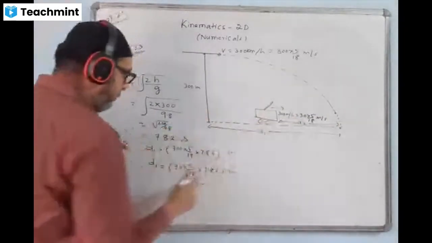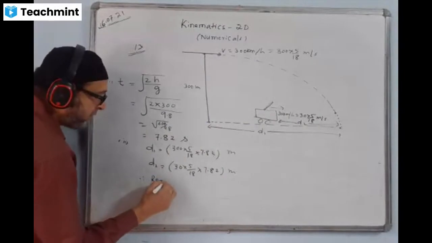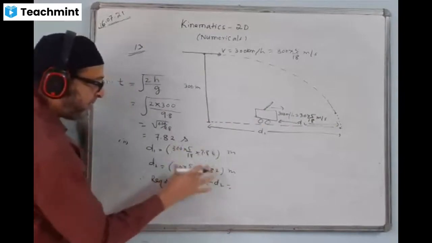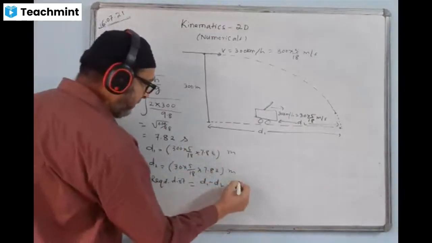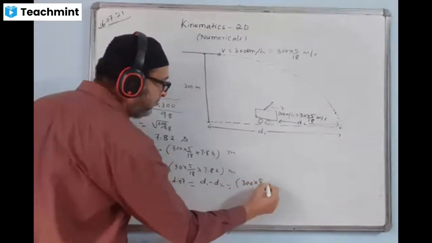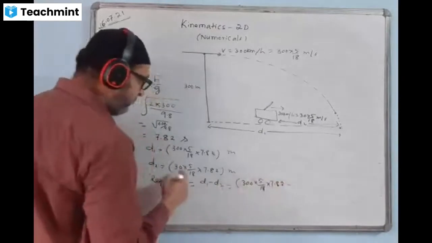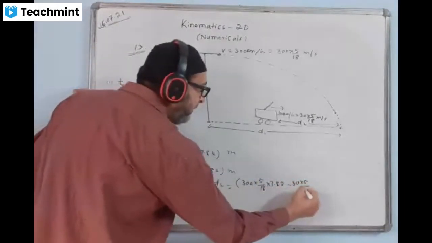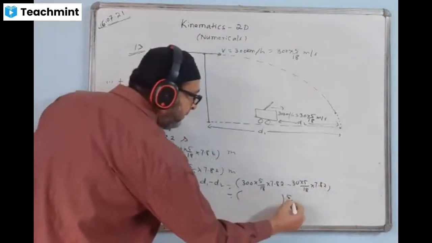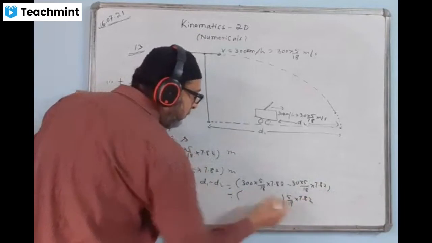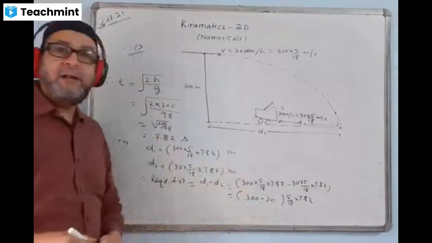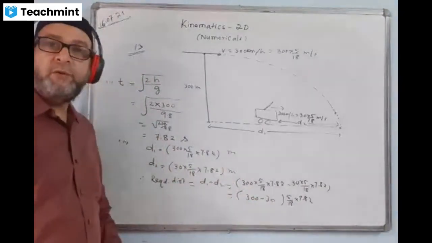Then how much is the distance left between these two? That will be d1 minus d2. Therefore, the required distance will be equal to d1 minus d2. Subtract this minus this and take common: you get 300 into 5 by 18 into 7.82 minus 30 into 5 by 18 into 7.82. Taking 5 by 18 into 7.82 common, 300 minus 30. Sir, you'll get the same answer as what I did before. Same answer will come.